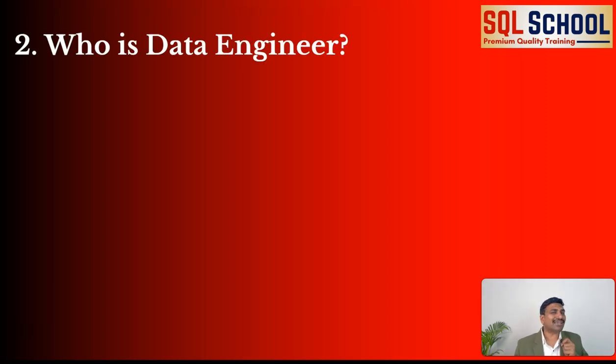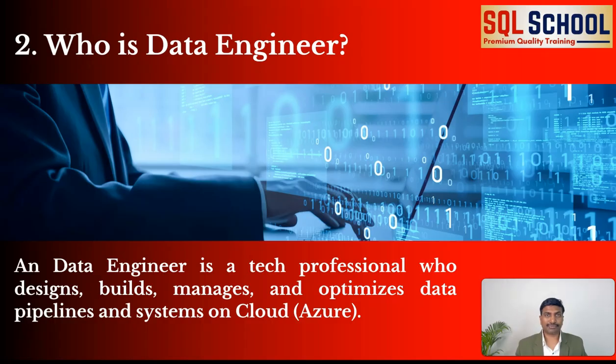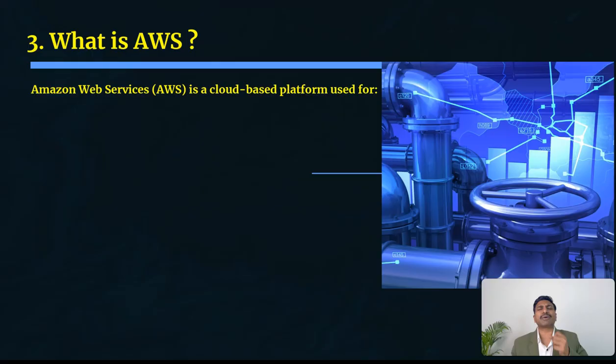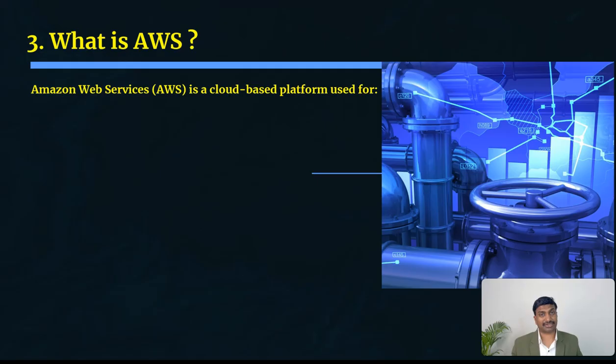Now, who exactly is a data engineer? Before we step into the AWS Data Engineering course, let's understand who a data engineer actually is. A data engineer is a professional. Data engineering is a team who are involved in designing, building, managing and optimizing pipelines. We call them data pipelines, to bring data from various sources, mash up the data and load it to the required warehouse activities. Now, what is AWS?